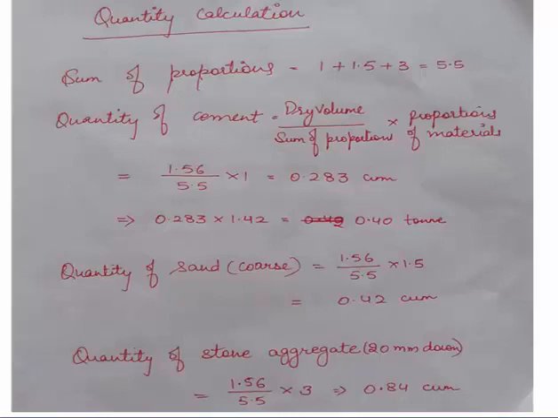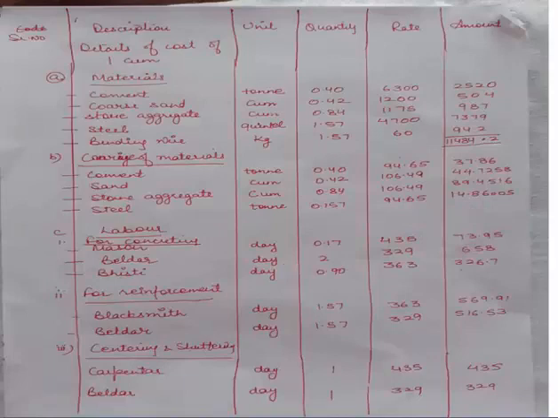Now students, further, how the analysis has been prepared. Materials are cement, coarse sand, stone aggregate, steel and binding wire. Now students, 2% steel has been utilized. Cement we have calculated, coarse sand we have calculated 0.42, stone aggregate we have calculated 0.84.